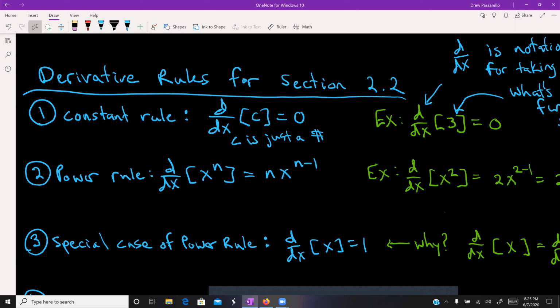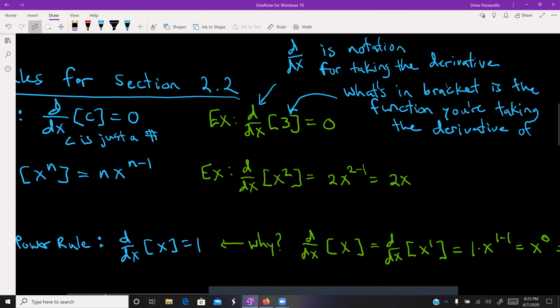The next one is the power rule, and it applies to a polynomial. A polynomial is a function that has variable x with some exponent. All it says is when you take the derivative of the term that has x to the n, you drop the exponent down, so it becomes n times x, and then you subtract 1 from the exponent. So it'd be n times x to the n minus 1 power.